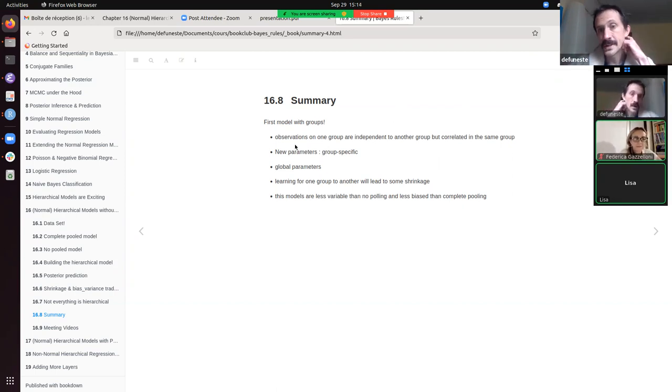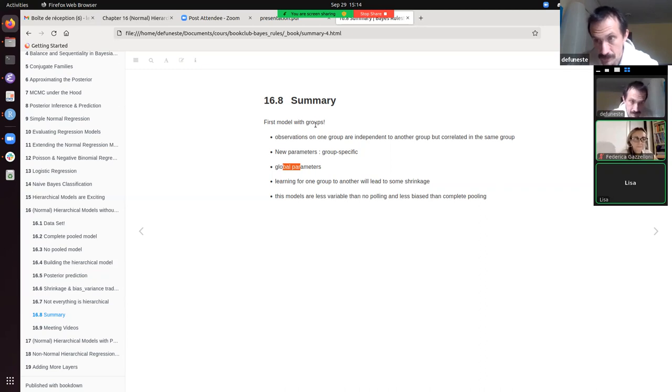Okay. We discover new parameters. These are the group-specific parameters, basically mu g, the mean of the popularity for each group. So it depends on the global mean and the variation. The global parameters we already know existed, but we use them just as parameters. And learning from one group to another will lead to some shrinkage. This is one of the characteristics of this model.